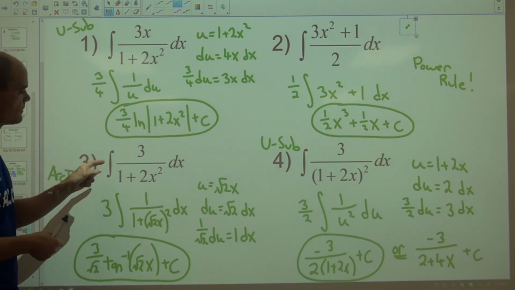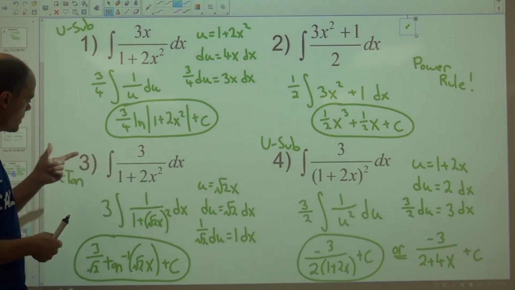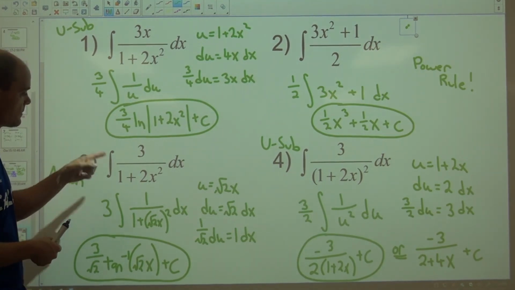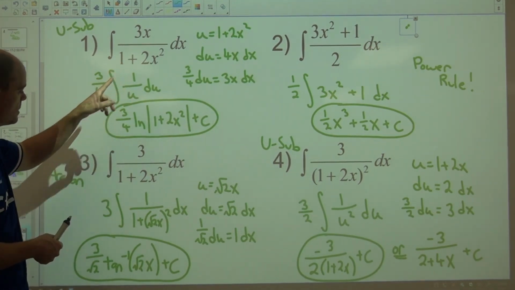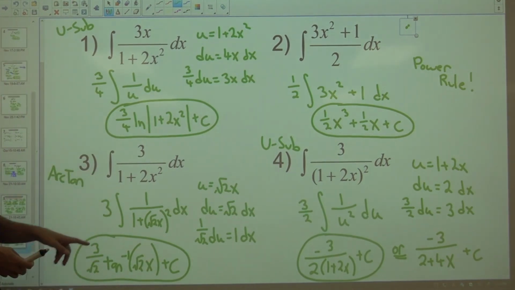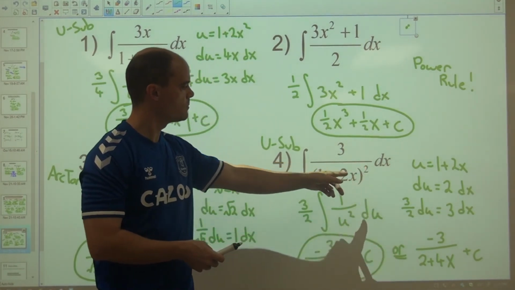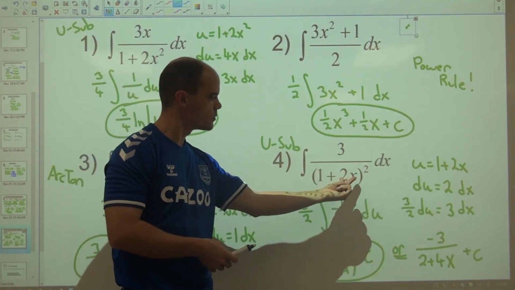Number 3, I've got an addition sign, x squared, and a constant. That's an arctangent. Definitely can't pull off a standard u sub. This is a unique arctangent u sub there. There's your answer.